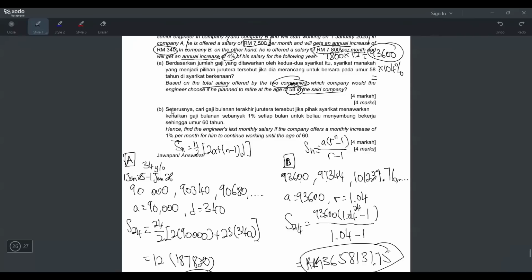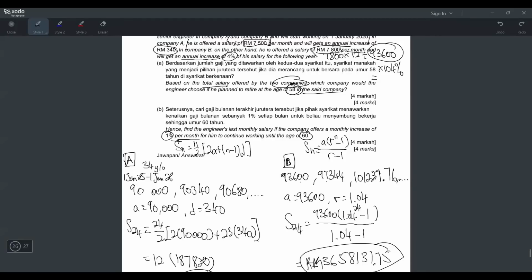Okay, I want to continue with B now. So let's read the question first. Hence, find the engineer's last monthly salary if the company offers a monthly increase of 1% per month for him to continue working until the age of 60. Well, when you did A just now, he said he will retire at the age of 58, right? And we all know 58 years old is the 24th year working, right? It means that we find the S24, right?